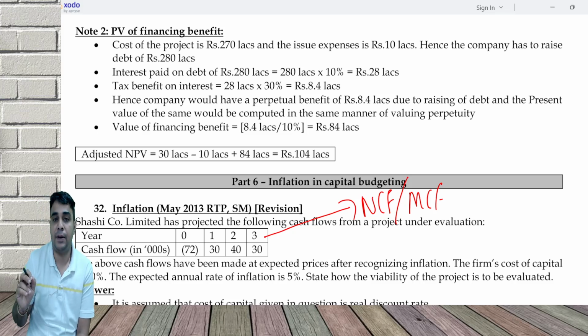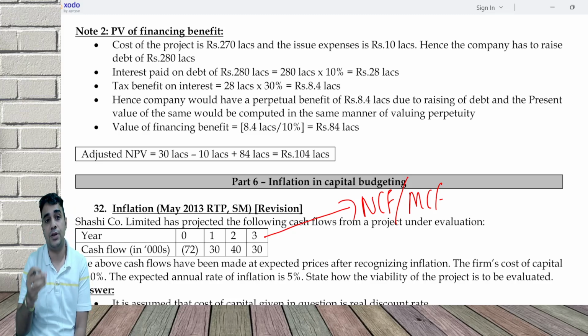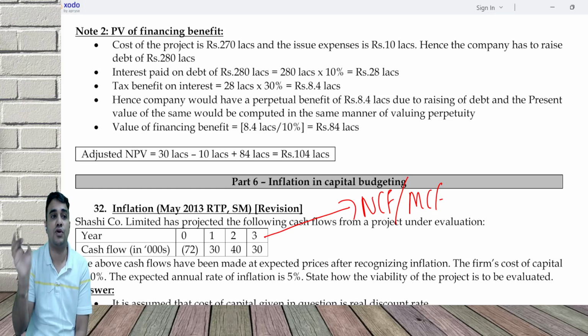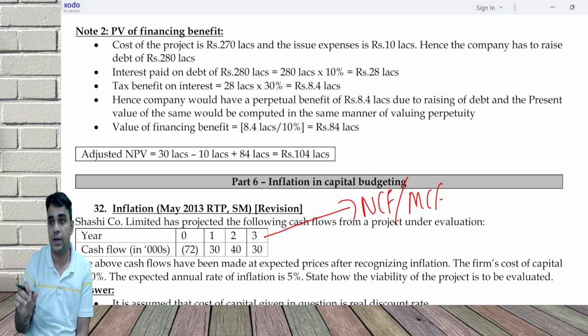What is the cost of capital given in the question? 10%. Cost of capital given in the question does not mean it is RDR, does not mean it is MDR, it is assumption. But now the problem is, if somebody says cash flow is MCF, discount rate is also MDR. If you take that assumption, the purpose of the question gets lost.